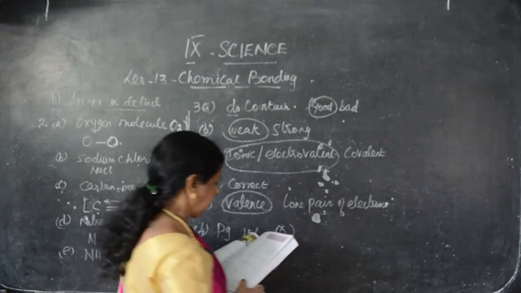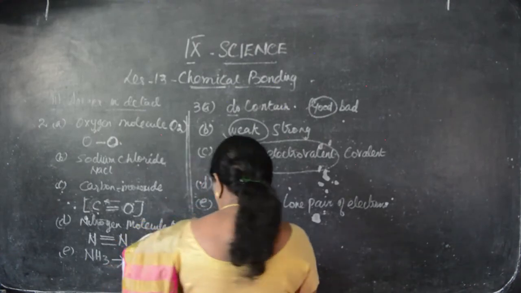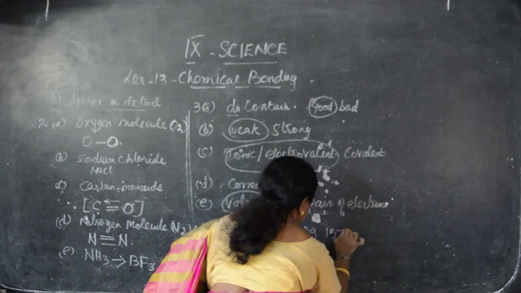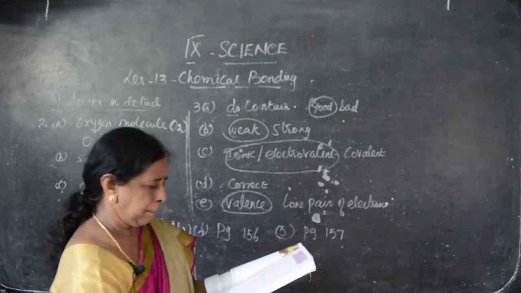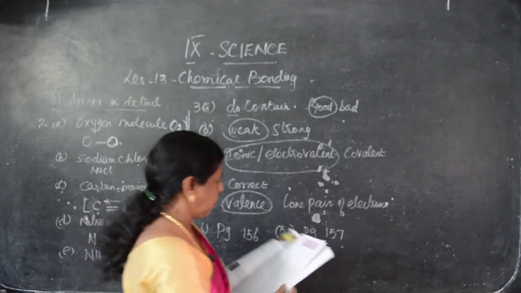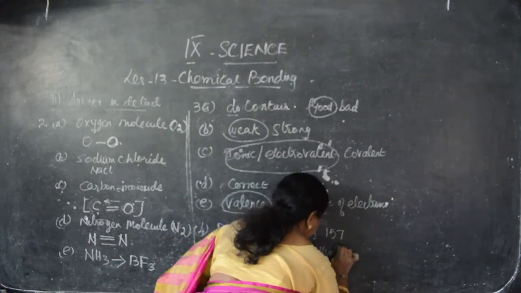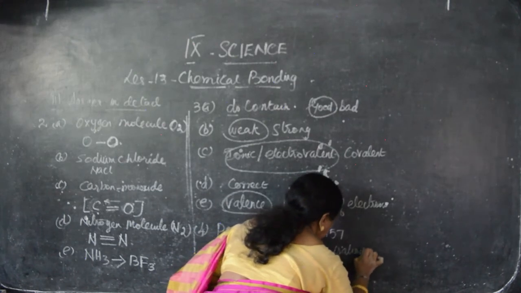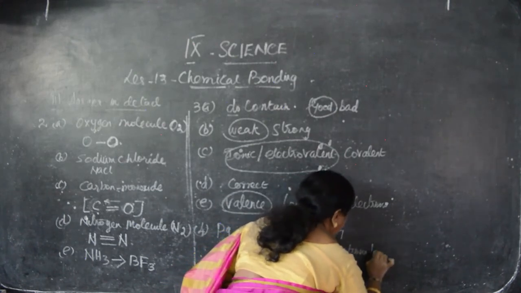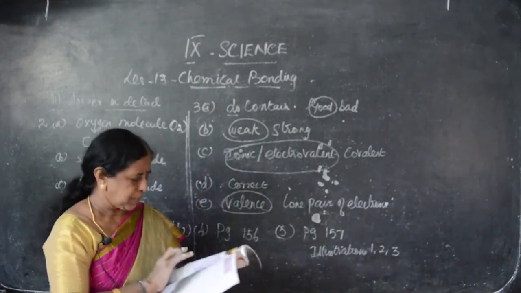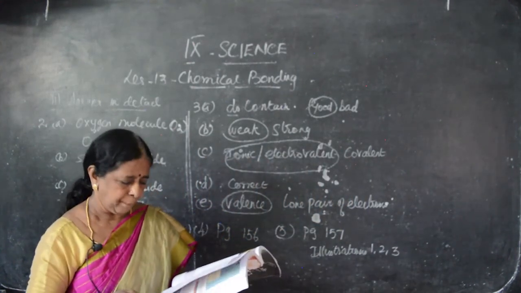the oxidation number of, it's in page number 157. You can take illustrations one, 2 and 3 for the calculation purpose. Instead of fifth answer, we can do this one. Okay.